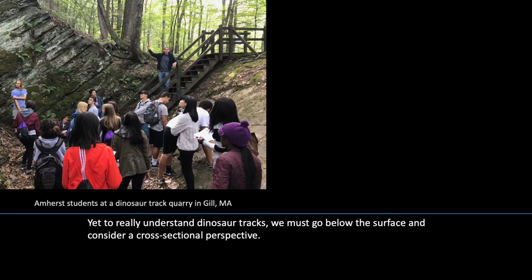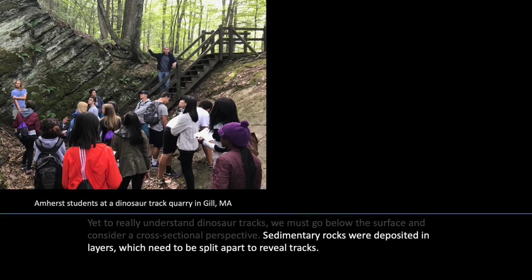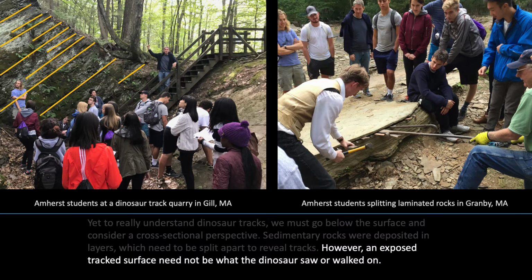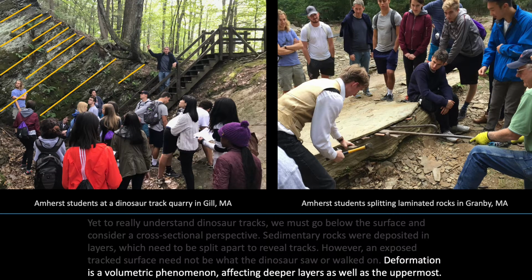Yet to really understand dinosaur tracks, we must go below the surface and consider a cross-sectional perspective. Sedimentary rocks were deposited in layers, which need to be split apart to reveal tracks. However, an exposed track surface need not be what the dinosaur saw or walked on. Deformation is a volumetric phenomenon, affecting deeper layers as well as the uppermost.